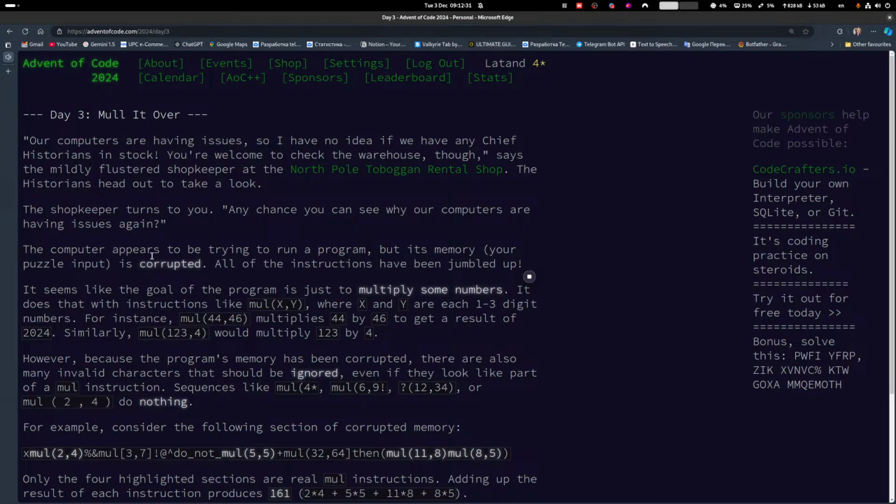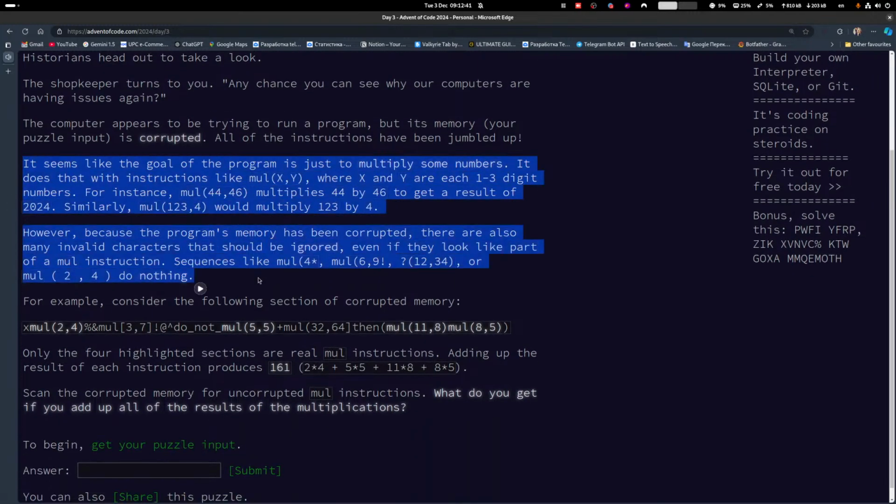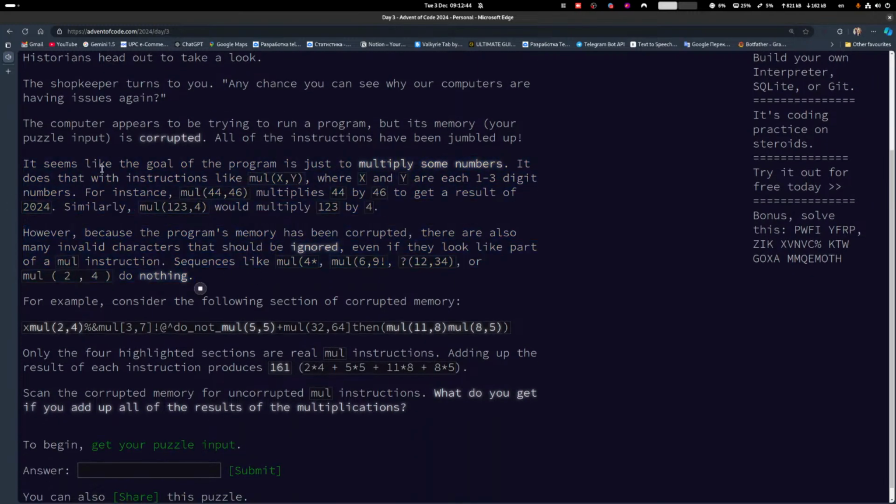The computer appears to be trying to run a program, but its memory, your puzzle input, is corrupted. All of the instructions have been jumbled up. It seems like the goal of the program is just to multiply some numbers. It does that with instructions like mul(x,y), where x and y are each 1 to 3 digit numbers. For instance, mul(44,46) multiplies 44 by 46 to get a result of 2024. Similarly, mul(123,4) would multiply 123 by 4.